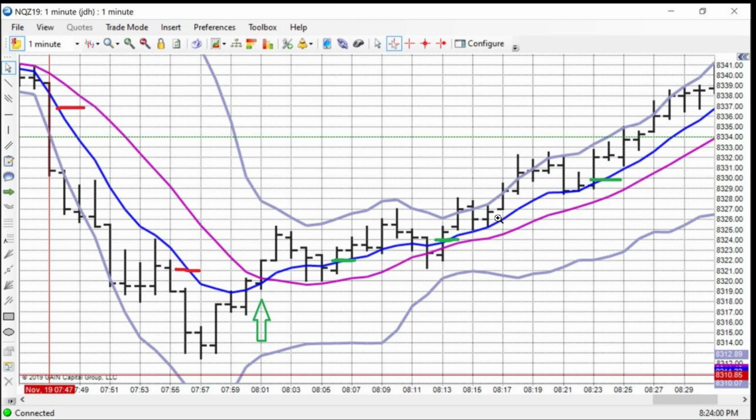8:17 or 8:16 in the morning. Here's the timeline here. So 8:16 in the morning at about 8:326. Make an entry here, and then you get a good 5-point trade, and get a couple of those in this uptrend.